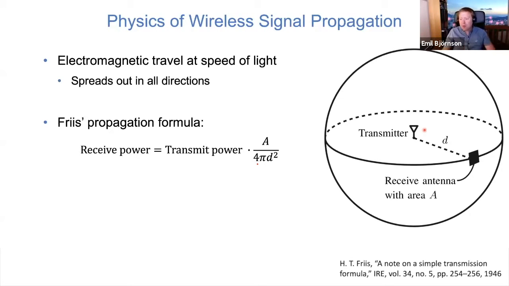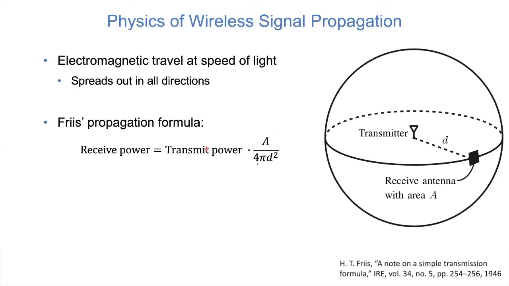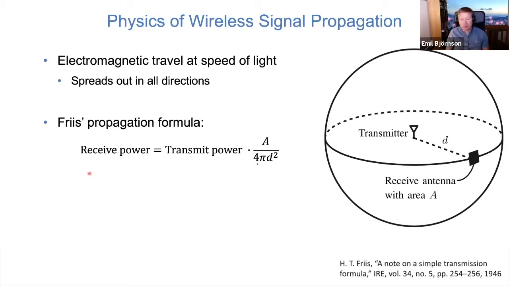If you then put a receive antenna at distance d away, with an area A, perfectly on the surface of a sphere of radius d, then it will capture a certain amount of the transmitted signal energy. The surface area of a sphere with radius d is 4 pi d squared. The ratio between these two is telling you how much of the transmitted power you are getting as received power. This is one way of phrasing the famous Friis propagation formula from an old paper from 1946 by Friis.